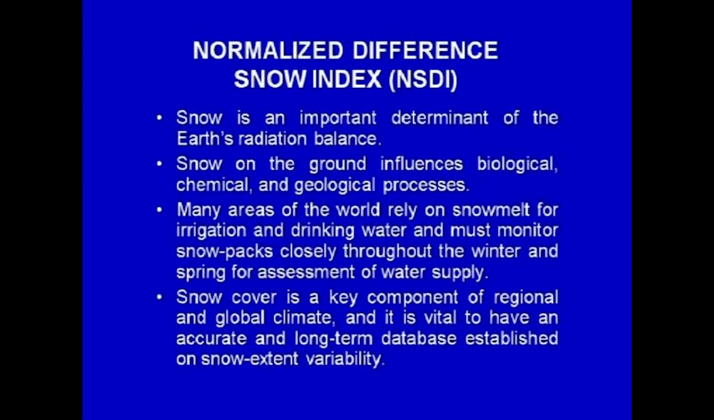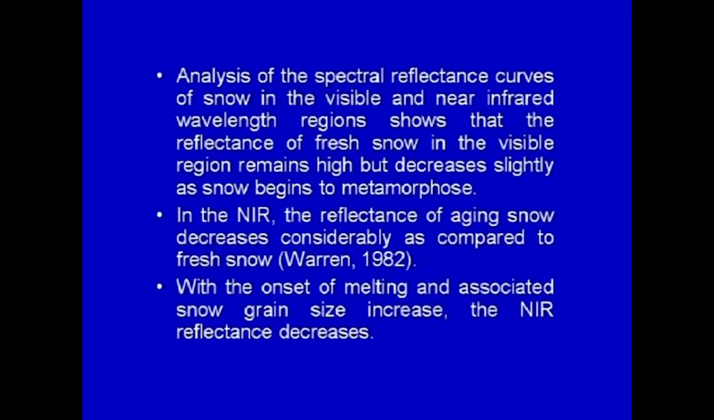Snow is a key component of regional and global climate, and it is vital to have an accurate and long term database established on snow extent variability. Analysis of the spectral reflectance curves of snow in the visible and near infrared regions shows that the reflectance of fresh snow in the visible region remains high, but decreases slightly as the snow begins to metamorphose. In the NIR region, the reflectance of aging snow decreases considerably as compared to fresh snow.